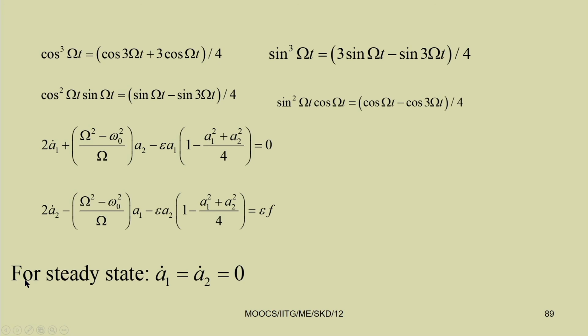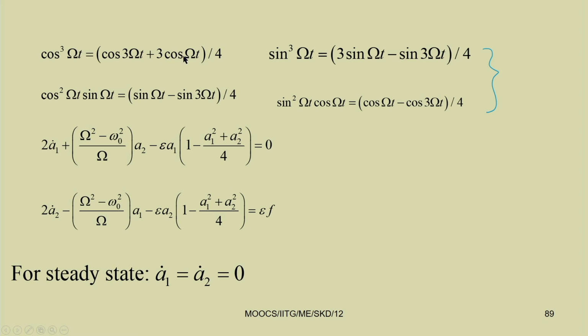So, now we can write this cos cube omega t equal to cos 3 omega t plus 3 cos omega t by 4. Similarly, sin cube omega t can be written as 3 sin omega t minus sin 3 omega t by 4. Then this cos square omega t into sin omega t can be written as sin omega t minus sin 3 omega t by 4. Then the sin square omega t cos omega t can be written as cos omega t minus cos 3 omega t by 4. So, these trigonometric things can be easily derived, and so for example, by writing this cos 3 omega t one can get this thing.